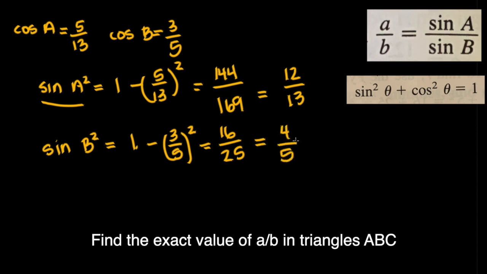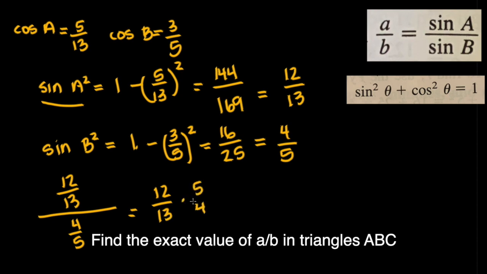Now we need to go back to the beginning of our problem where it asks us to do the sine of A divided by the sine of B. Our sine of A is 12 over 13, so we're going to do 12 over 13 divided by 4 over 5. This also translates to 12 over 13 multiplied by 5 over 4. 12 times 5 is 60, and 13 times 4 is 52. We can simplify this fraction to 15 over 13. So our final answer for this problem is 15 over 13.